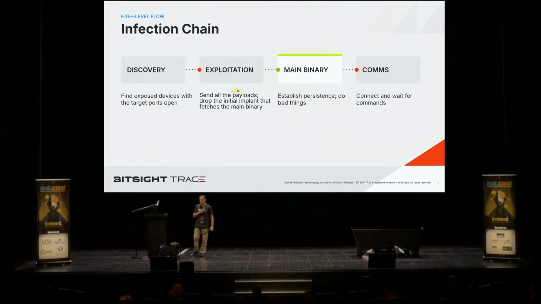So going into the infection chain itself, we'll split this into 4 major blocks. Pretty straightforward stuff. They have the discovery phase, followed by the exploitation, where they drop the initial implant script, which then fetches the main binary. And then after doing all the work in the main binary, like the persistence, dropping the miner, and removing other malware, they start communicating with the C2, and they will just keep communicating with the C2.